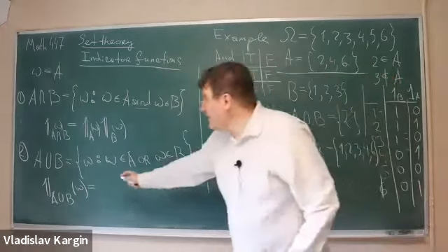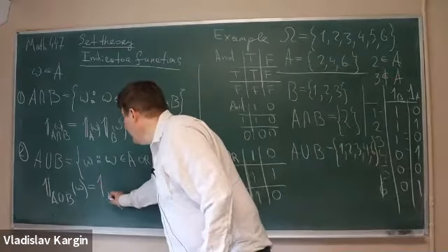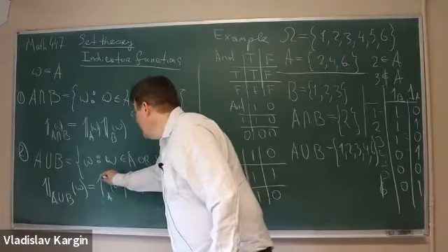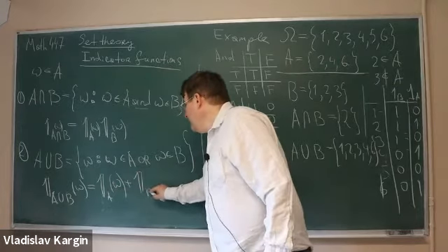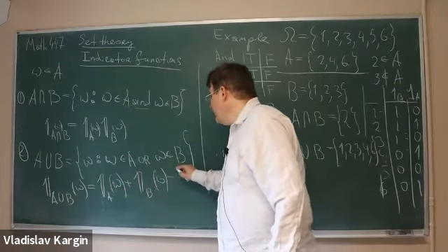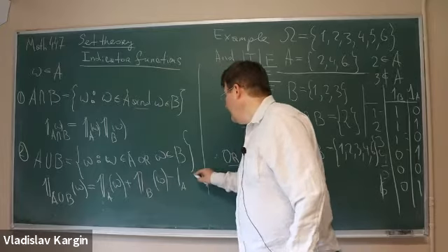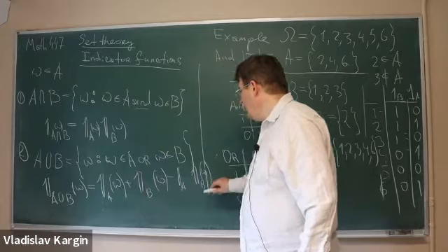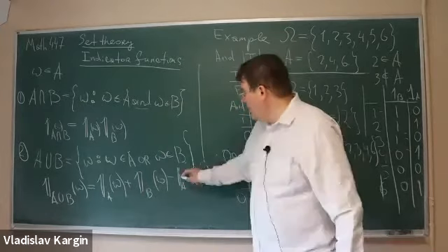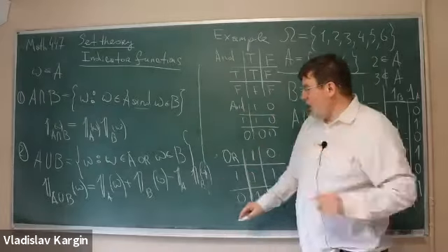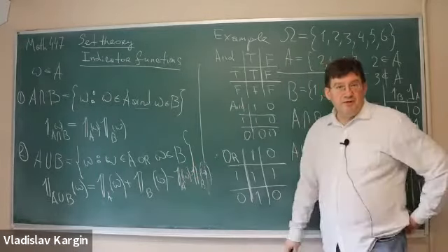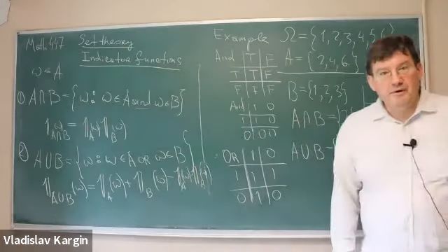So you can write here, this is equal to 1 of A of omega plus 1 of B of omega minus the product of 1 of A, 1 of B of omega. And so, okay, this is this thing.